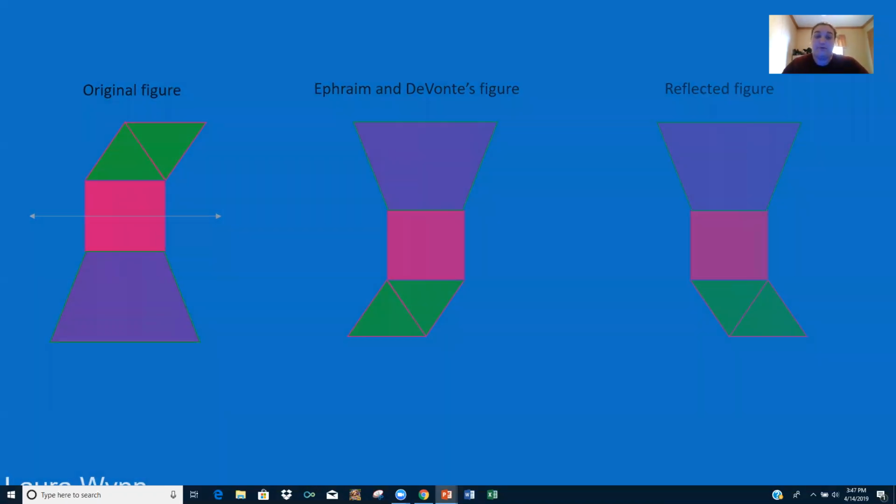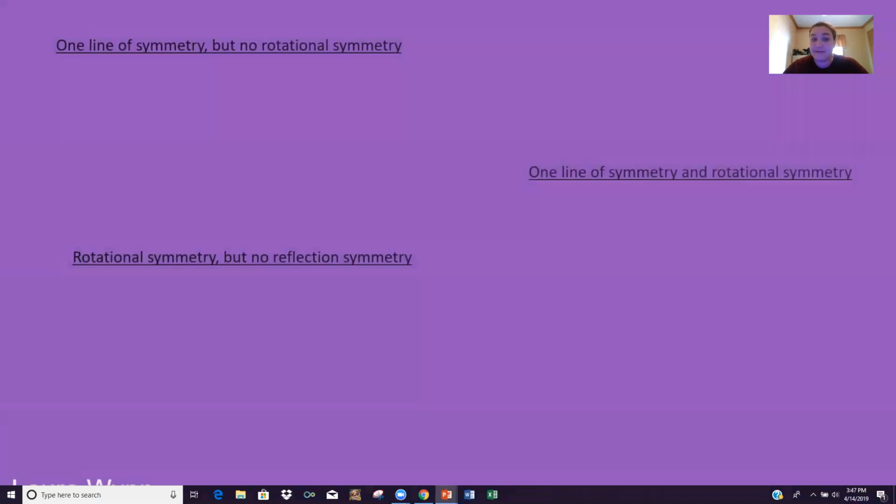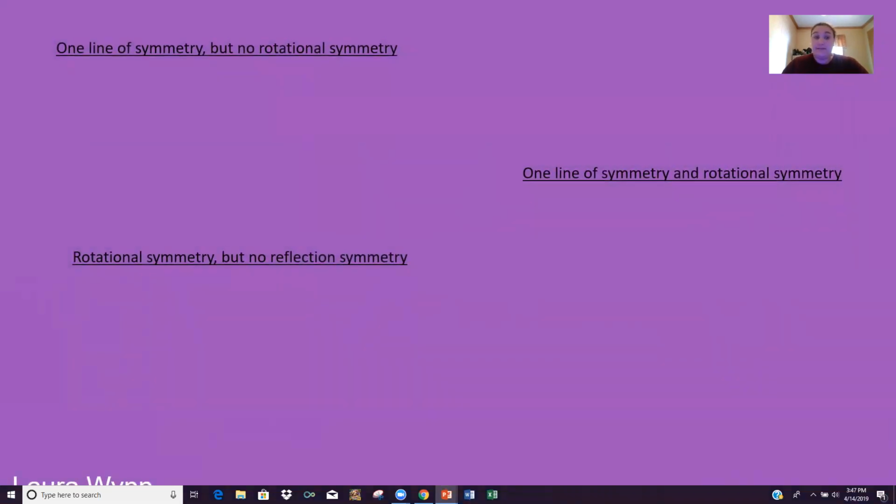All right, so our next problem, we are going to do line of symmetry. We're going to identify things. Well, I made it kind of simple. I gave you guys examples of each, so the first thing they want us to do is the one line of symmetry, but no rotational symmetry. So for that one, maybe I should do some definitions first.